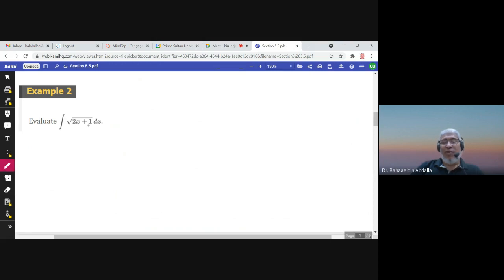I don't have a formula for this. If it were a square root of x, I could solve it. Okay? So 2x plus 1 is inside the root. So I will let u equal 2x plus 1. This is my substitution. So what would be du? The derivative of this, which is 2 times dx.